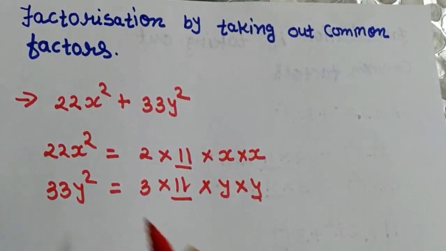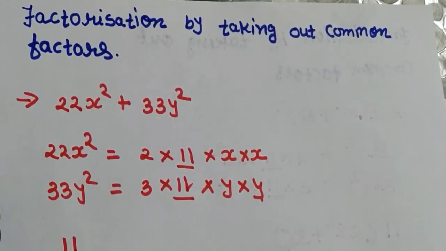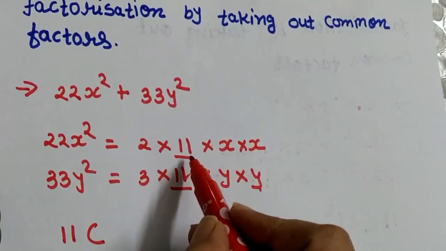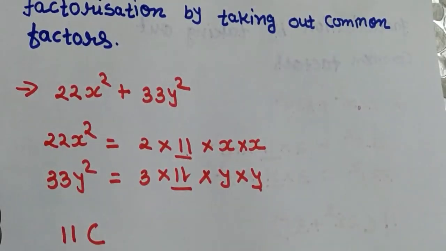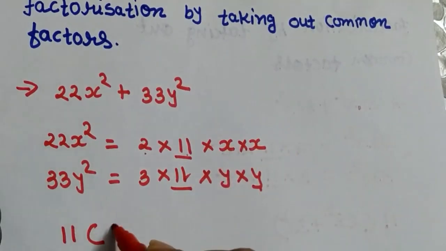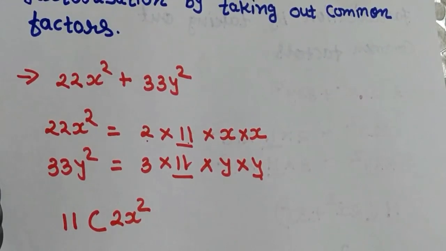So what we will do, we will write 11 as a common factor and the remaining factors we will write in the bracket. You can see here 11 is already written outside the bracket. So 2 and x into x, so we'll write 2x square. 2x square is the remaining factor.